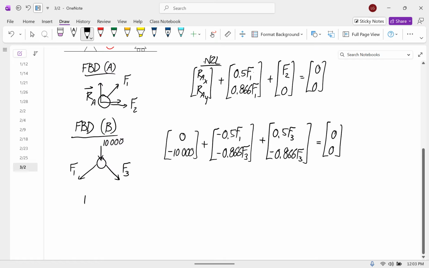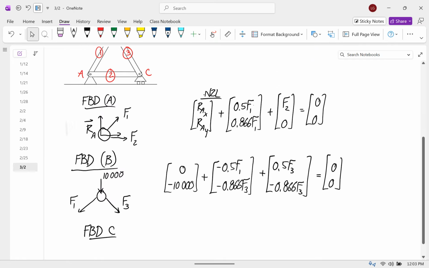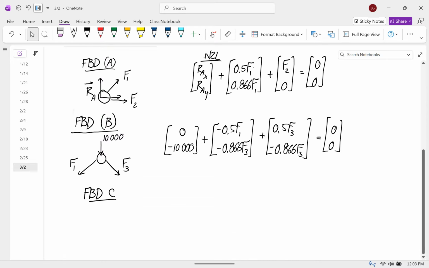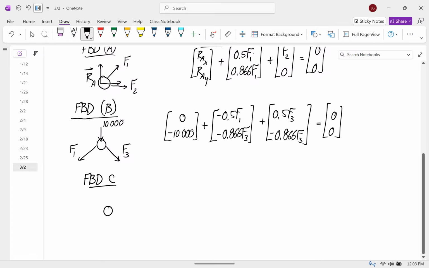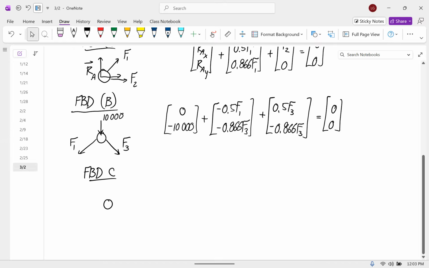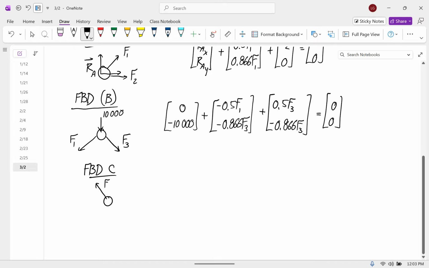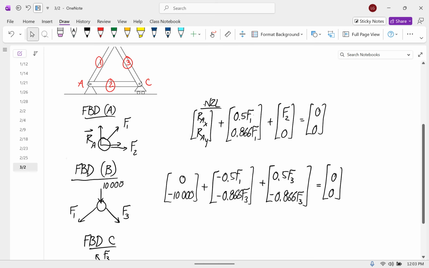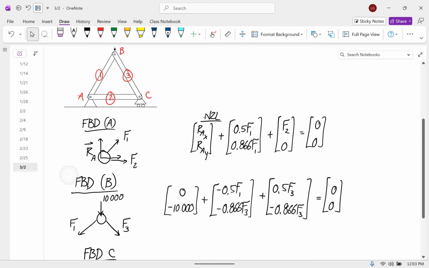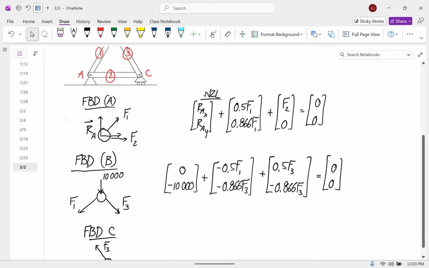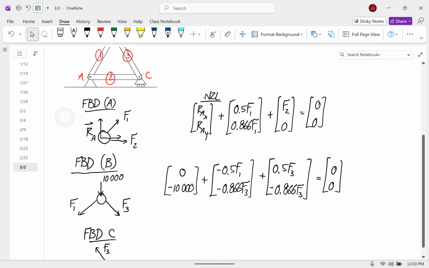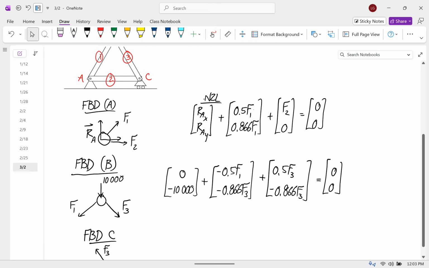And then C. So for that one, we have F3 this way. Wait, do you mean put F1 for the second one? For which one? The second matrix in FBD B, the free body diagram for B. Okay. Oh, I gotcha. Yes. Yeah, you're right. This should be F1.